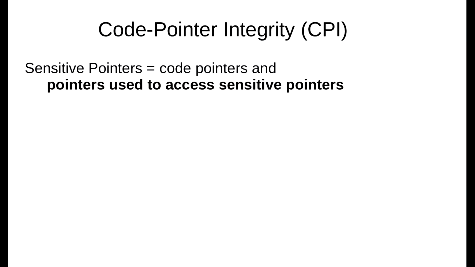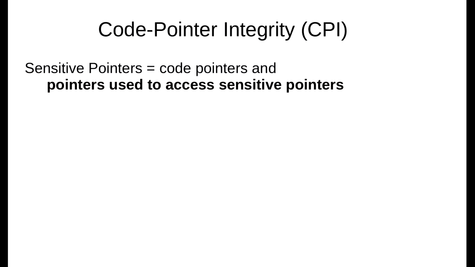So this is the simple code pointer separation, but can we do better than this? Remember, we talked about memory safety before, and here I didn't talk about memory safety yet. So let me see. Code pointer integrity takes code pointer separation as a baseline, and in addition to that, enforces memory safety for the code pointers.